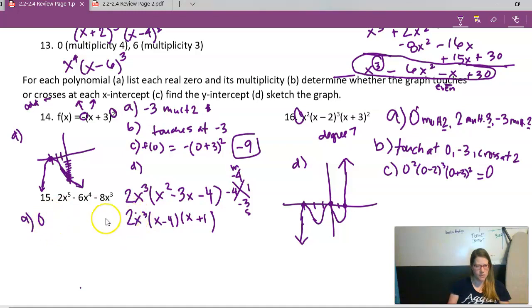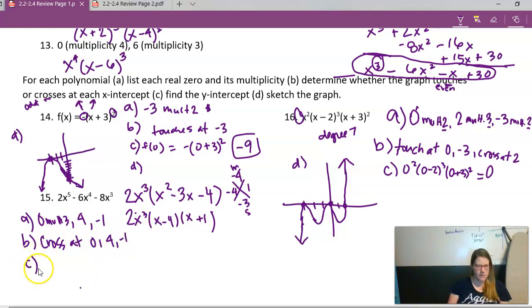So the first one, because of the 2x out front, would be 0 with multiplicity 3. So the exponent is 3. And then I also have positive 4 and negative 1. Those are both multiplicity 1. Part B, does it touch or cross at these? Since all of the multiplicities are odd, we have multiplicity 1, multiplicity 1, multiplicity 3, it's going to cross at all three. So cross at 0, at 4, and at -1.